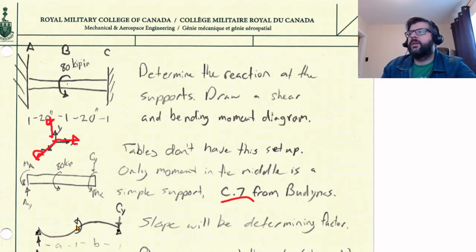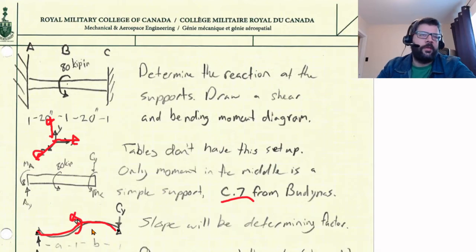So that one has a setup like this, where you apply a moment in the middle, and it's going to rotate. You're going to get curvature like this, and of course the two supports apply forces in order to counter that rotation overall as well.